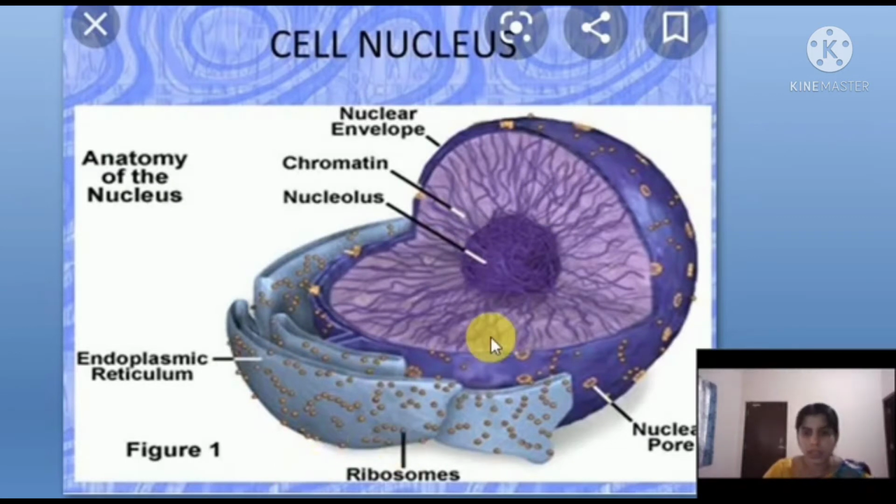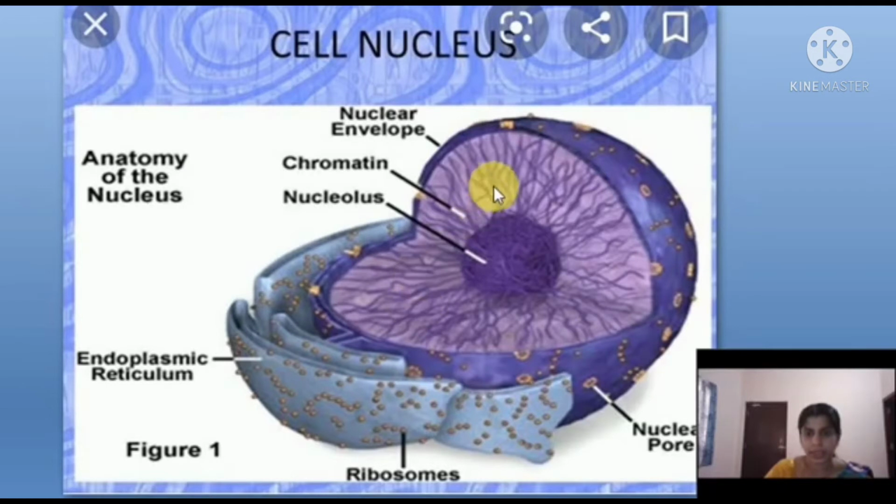So this is the nucleolus. This spherical structure present inside the nucleoplasm is the nucleolus, and it is not bounded by any membrane. It is rich in protein and RNA, and it produces ribosomes. What is the full form of RNA? Yes, that's right, ribonucleic acid.